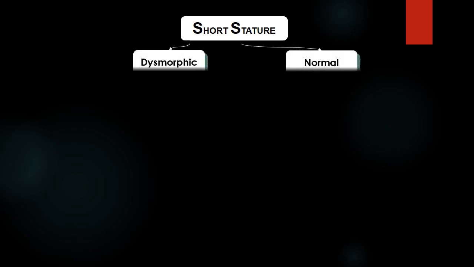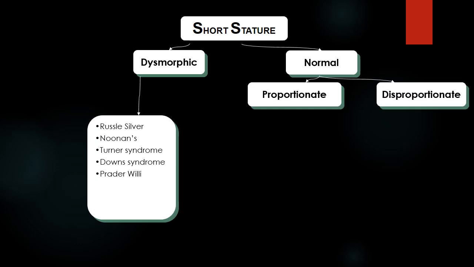Now, if a child is short stature and is dysmorphic, you will look for the syndromes, but if the child is not dysmorphic, then you would assess the upper segment and the lower segment ratio. Either it is proportionate for that age or disproportionate, as we have said.